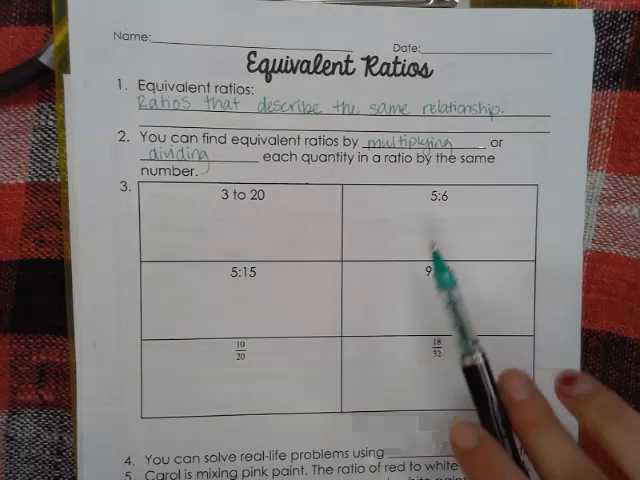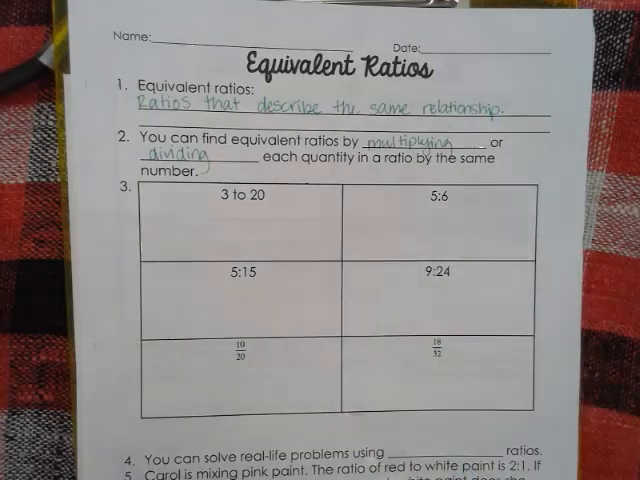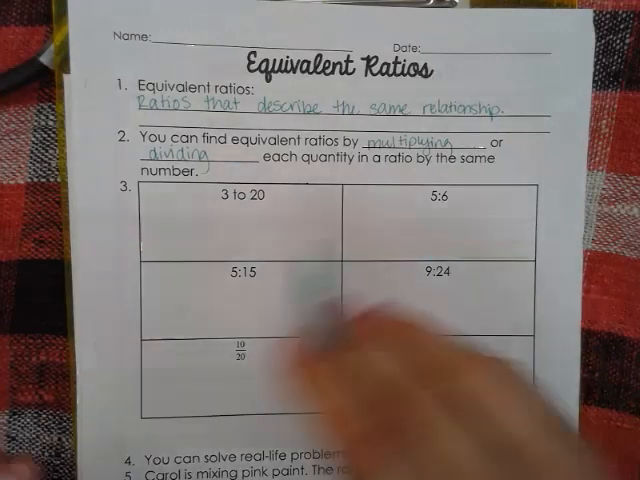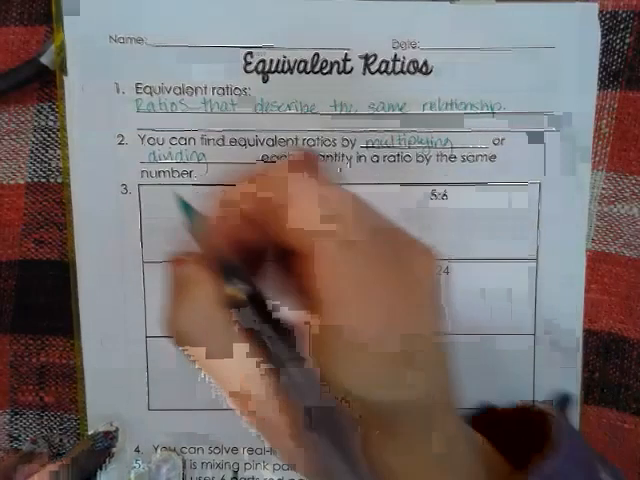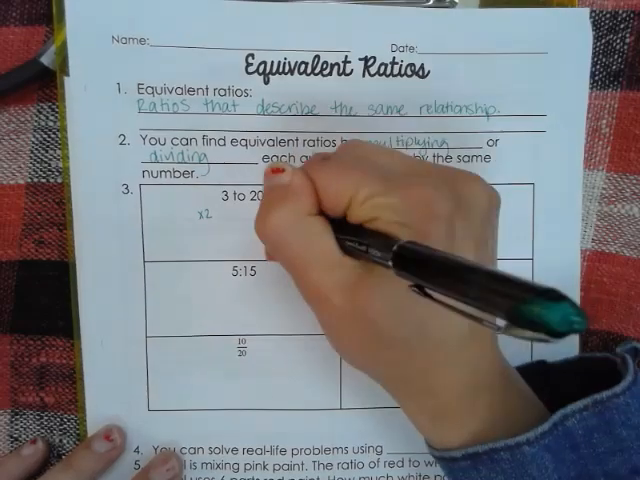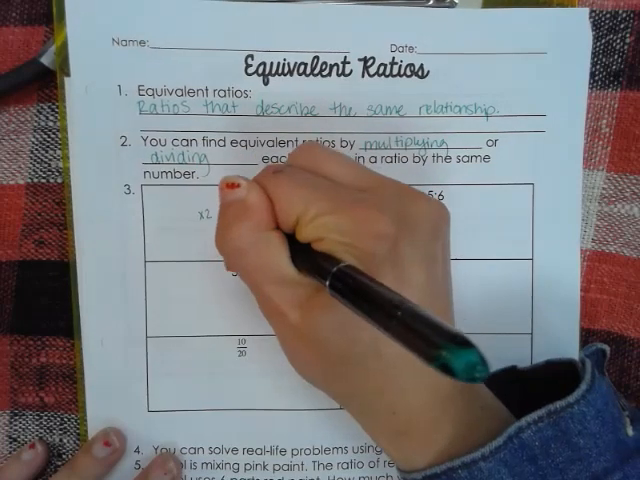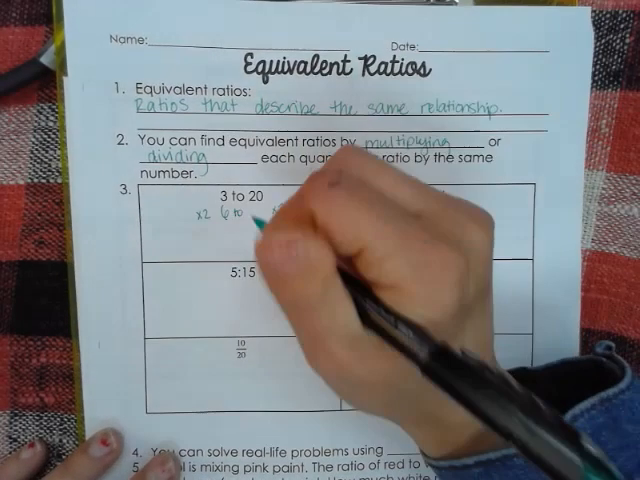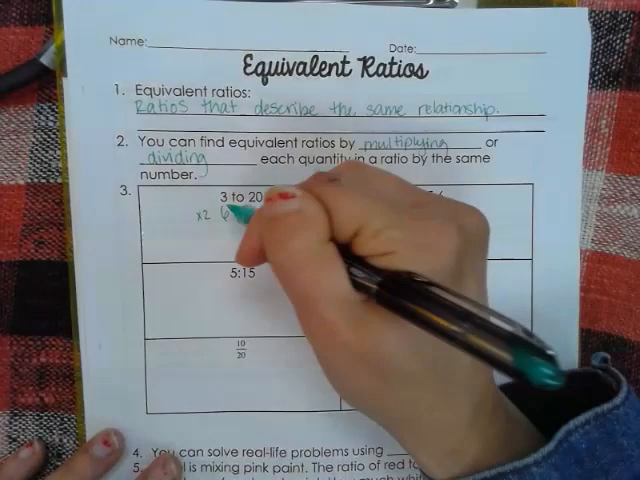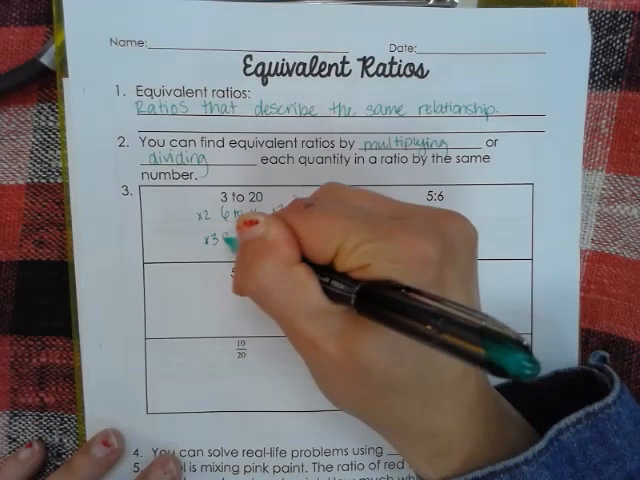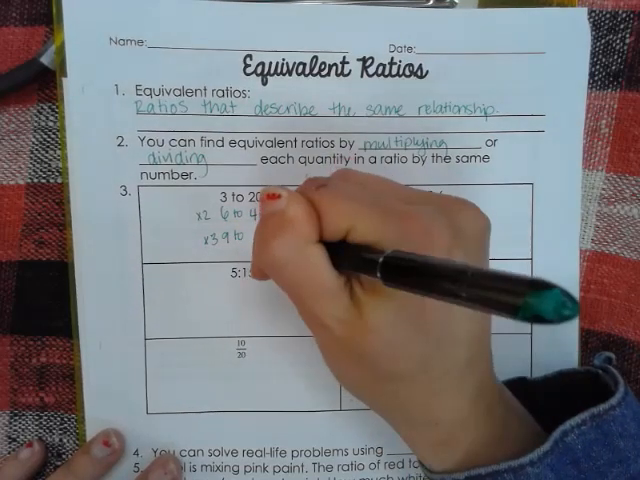So if I look at 3 to 20, I can pick any scale factor I want, as long as I use it with both the 3 and the 20. So the first one I'm going to do is to multiply by 2. So 3 times 2 is 6, and 20 times 2 is 40. The next scale factor I'm going to pick is 3, so 3 times 3 is 9, and 20 times 3 is 60. So 9 to 60.